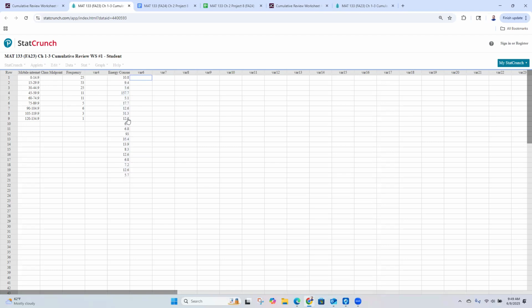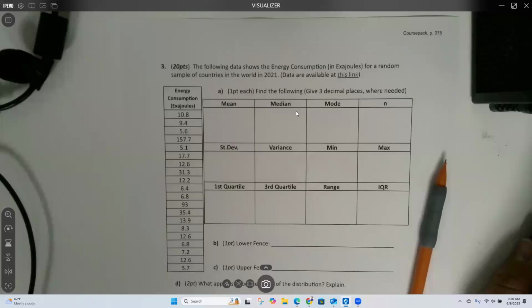Anyway, in here, once I've signed in, I haven't signed in yet, but once I've signed in or registered, I can use summary stat columns, and then select my energy consumption and select which things I want. Okay, I want all of this. So mean, median, mode, standard deviation, variance, all of that good stuff.